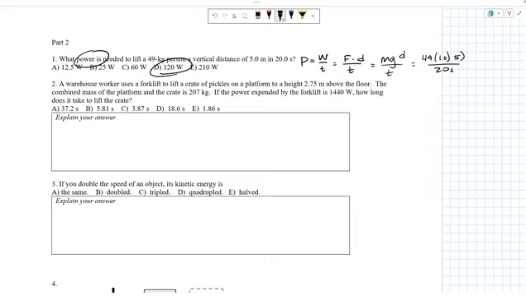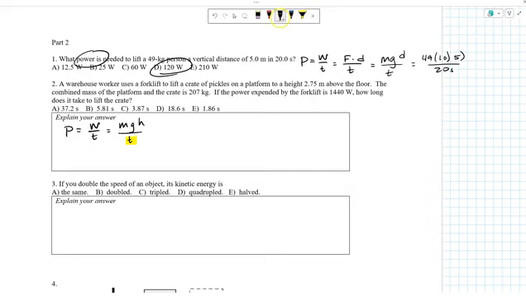Number 2, a warehouse worker uses a forklift to lift pickles onto a platform that is 2.75 meters above the floor. We have the mass of everything, and we want to know the power. We're going to find out how long it takes to lift the crate. So we know that power is equal to work over time, and in a situation very similar to what we have before, it's mass times gravity, so the weight of the whole thing, times the height that we're lifting it divided by the time. In this case, we are looking for the time.